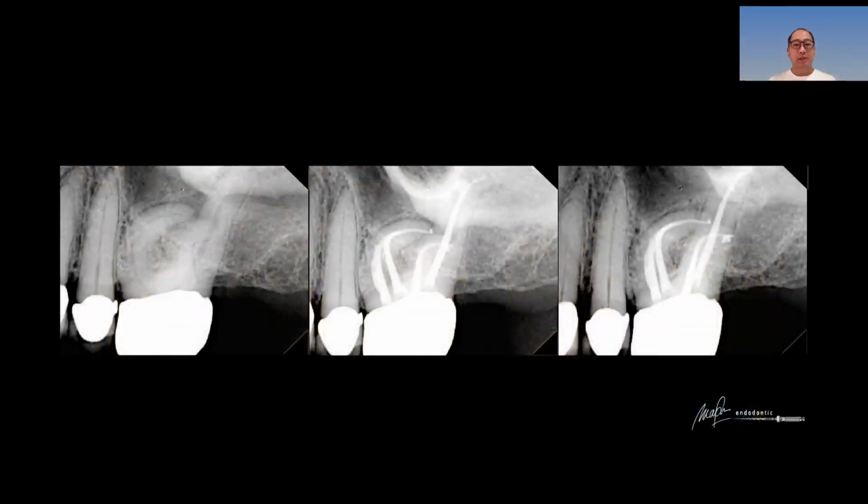So for example, in this case, at that time, it was years ago, I didn't use a rotary glide path because it was not available in the market. So I needed to use my manual file, increasing from 10 to 12, 12 to 15, 15 to 17, until it reached the 20 or the 22, in order to be safe in using my enlargement instrumentations.